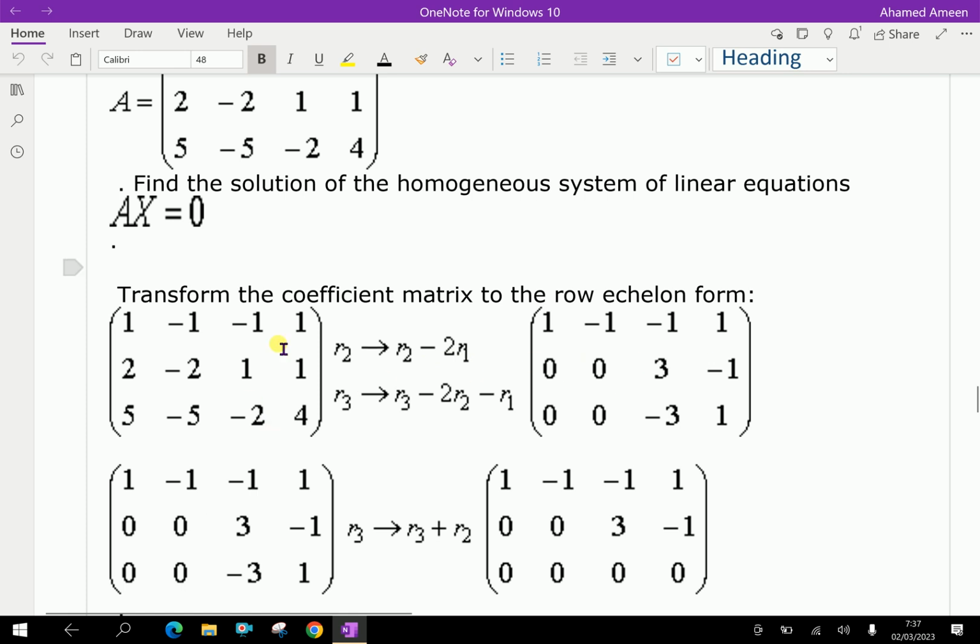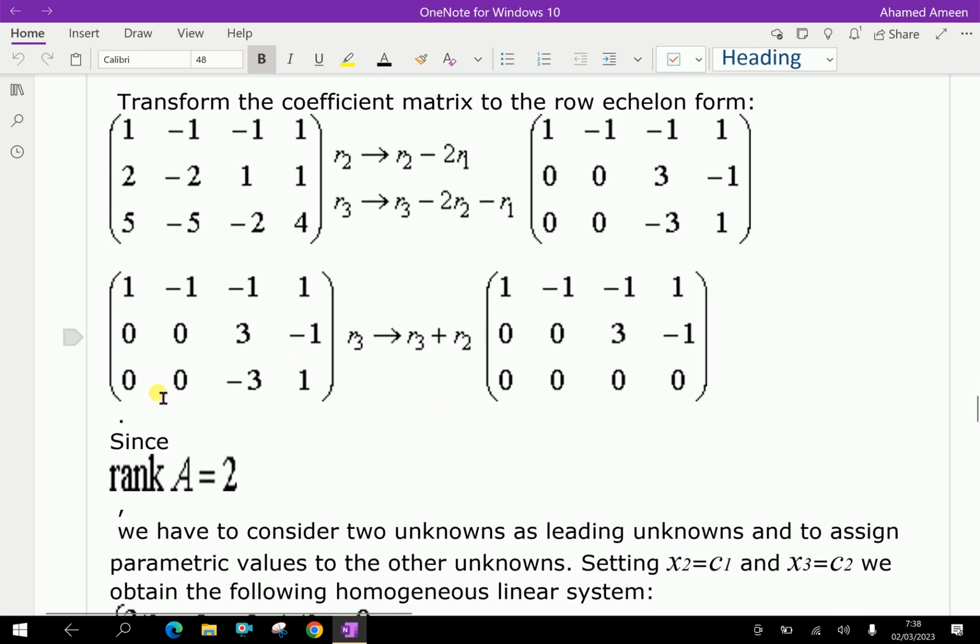Like that, for R3 we have to make this point 0. For that, R3 becomes R3 minus 2R2 minus R1, so 5 minus 5 is 0. Regarding the other values, we have to write them out as well.